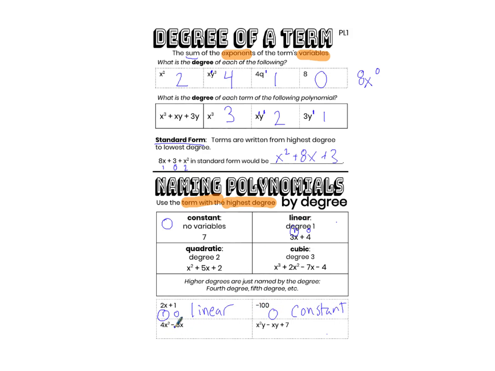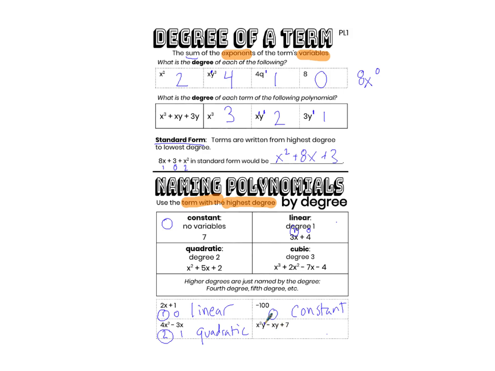Let's look at this one. 4x squared has a degree of 2. Negative 3x has a degree of 1. My highest degree term is 2. When we have a degree of 2, that is called a quadratic polynomial. This one in particular is a quadratic binomial.